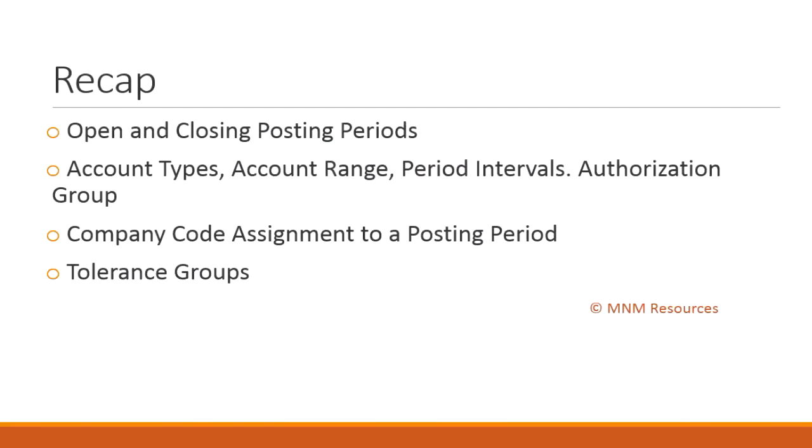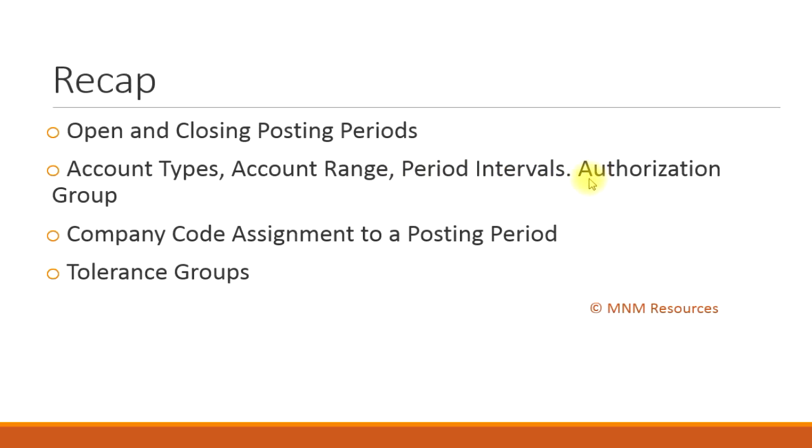Let's recap what we have discussed before. We saw how to open and close posting periods, we saw how to define a posting period variant and assign it to a company code. In opening and closing posting periods, we can do it by account types. That's your customer, vendor, asset, material, and general ledger accounts. And you can assign the number range for each of those account types. And for the period intervals, you can have up to 2 posting period intervals. Most likely the companies use one for the current period and one for the previous period, or one for the current period and one for special periods.